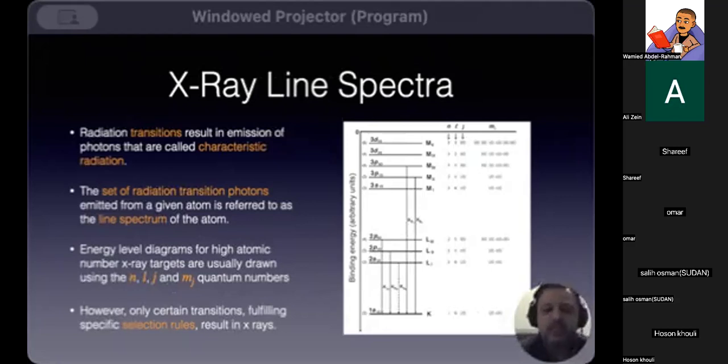This will result in the emission of a photon. That photon is called characteristic radiation. We're going to see that there's actually another process that competes with the emission of characteristic radiation. A set of radiation transitions, photons emitted by a given atom, is referred to as the line spectrum of an atom. So each atom in nature has a specific line spectrum.